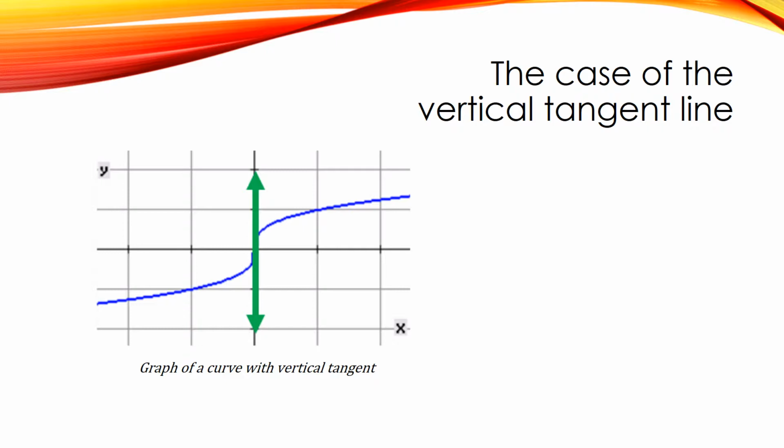But what happens if the tangent is a vertical line, as in this graph? A vertical line has an undefined slope, so how can we use the vertical tangent to determine the instantaneous rate of change at a point? The answer is we use infinity and negative infinity. You'll learn more about this in a later module.